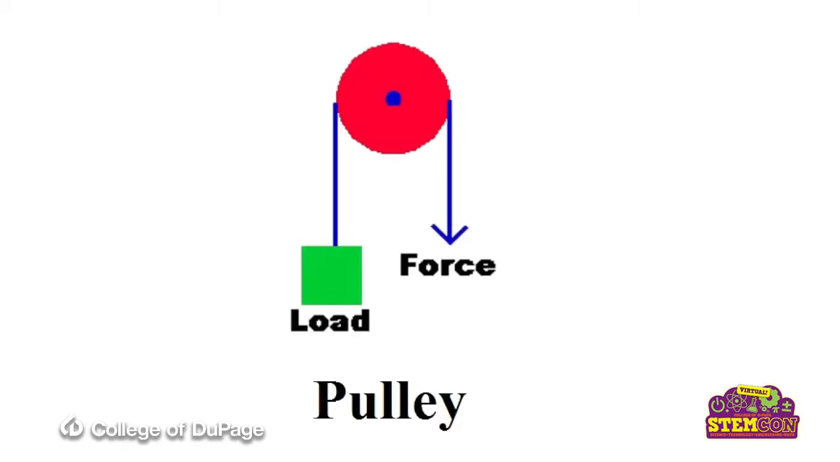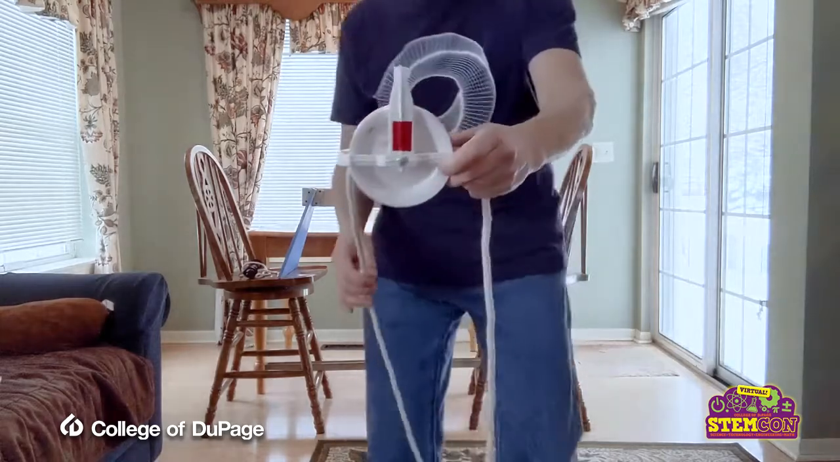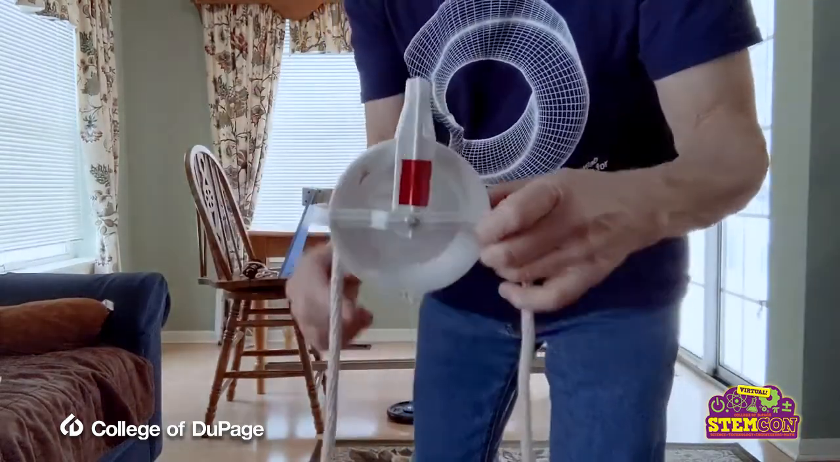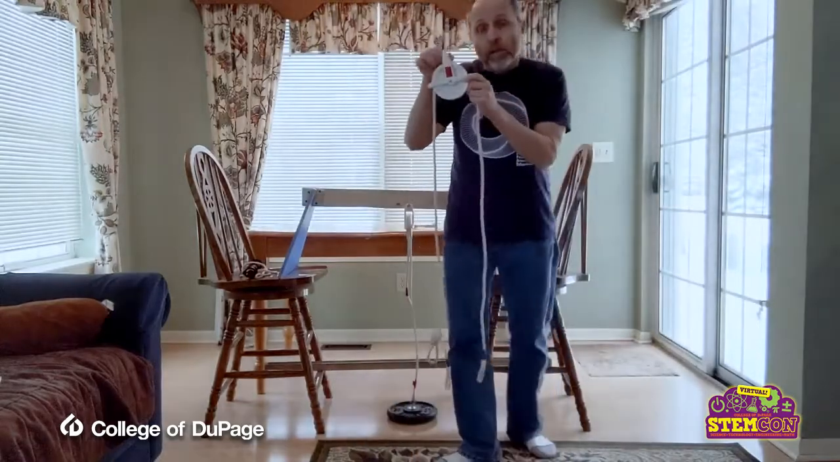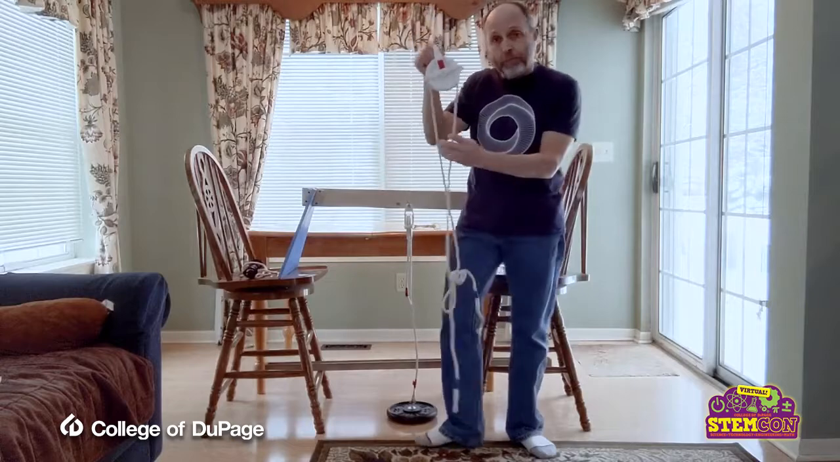The last simple machine that I want to talk about is the pulley. And the pulley is a variation on the wheel. Now, the definition of the pulley is that it's a wheel with grooves and a rope through it. And you can lift and lower loads easily by pulling on the rope.